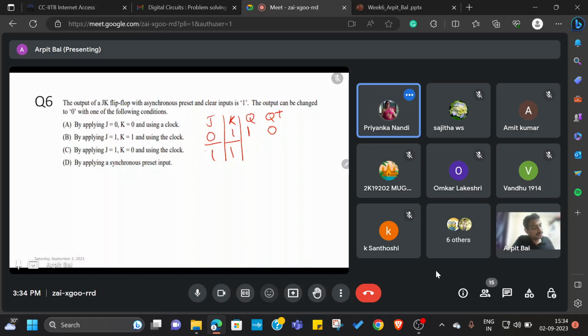That's correct. So these two are the possibilities that J and K can occupy, so that the present state changes into 0. If J is equal to 0 and K is equal to 1, Q plus is going to be 0 irrespective of what Q is. And when J is equal to 1 and K is equal to 1, Q plus is going to be the complement of Q. Because in this state we know that Q is equal to 1, it is going to turn to 0. Let us see what options are present. We have the option J is equal to 1 and K is equal to 1, so option B is correct.